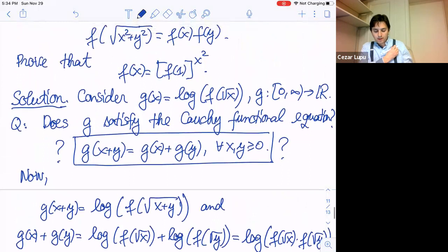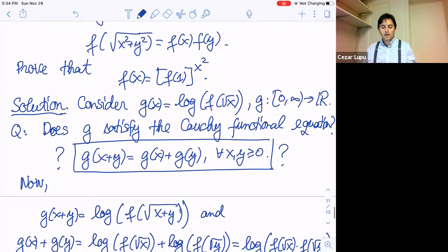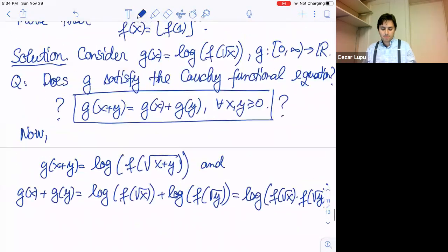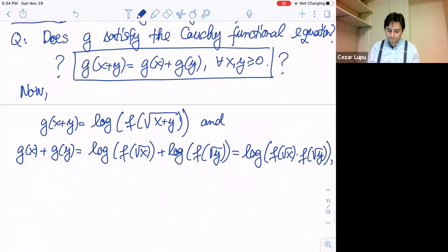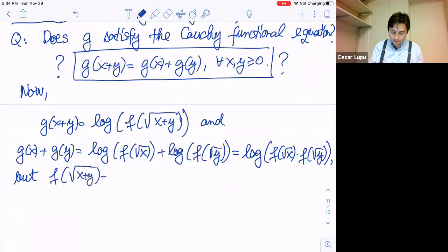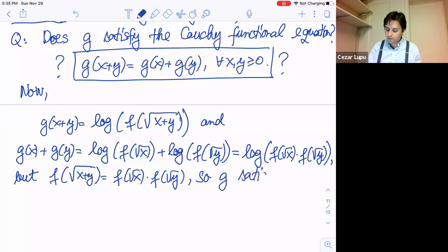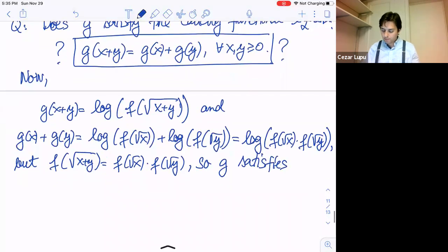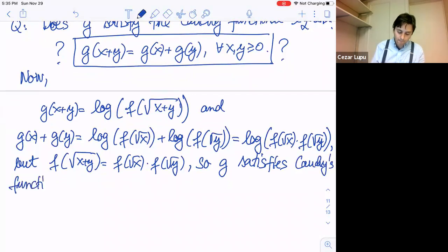But we know that f of the square root of x plus y is the same as f of square root of x times f of square root of y. So g satisfies Cauchy's functional equation. Okay, that's great.